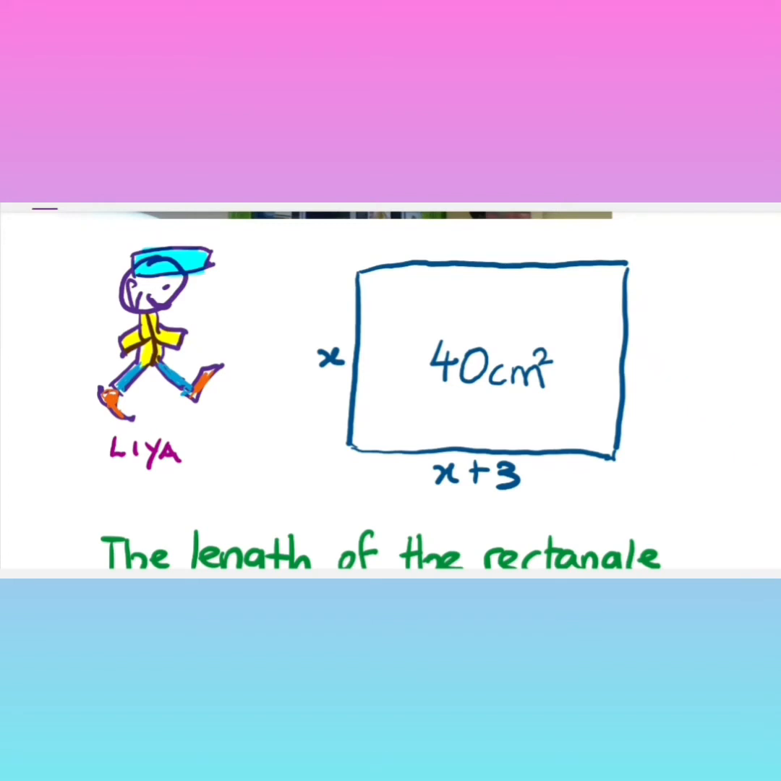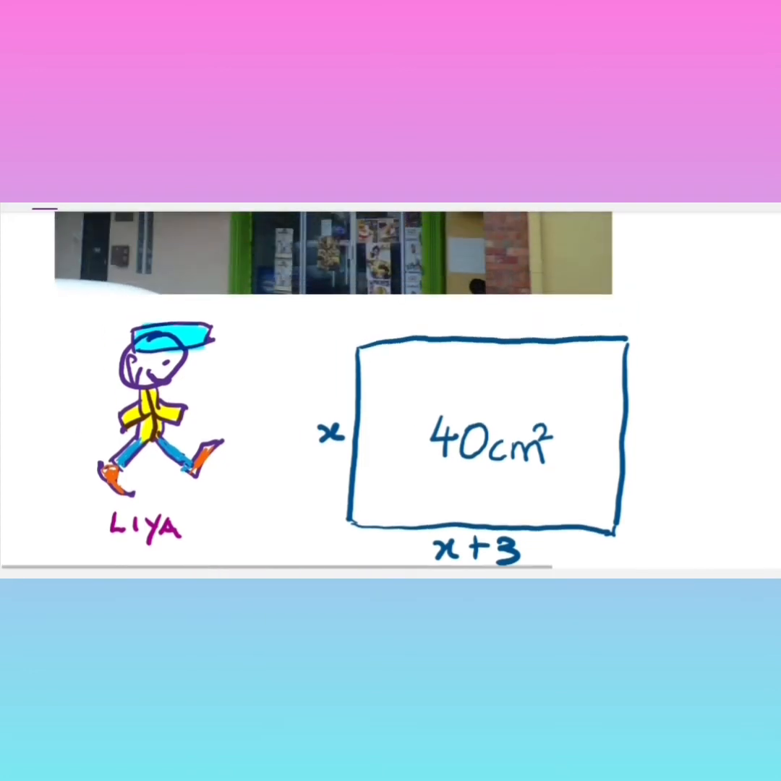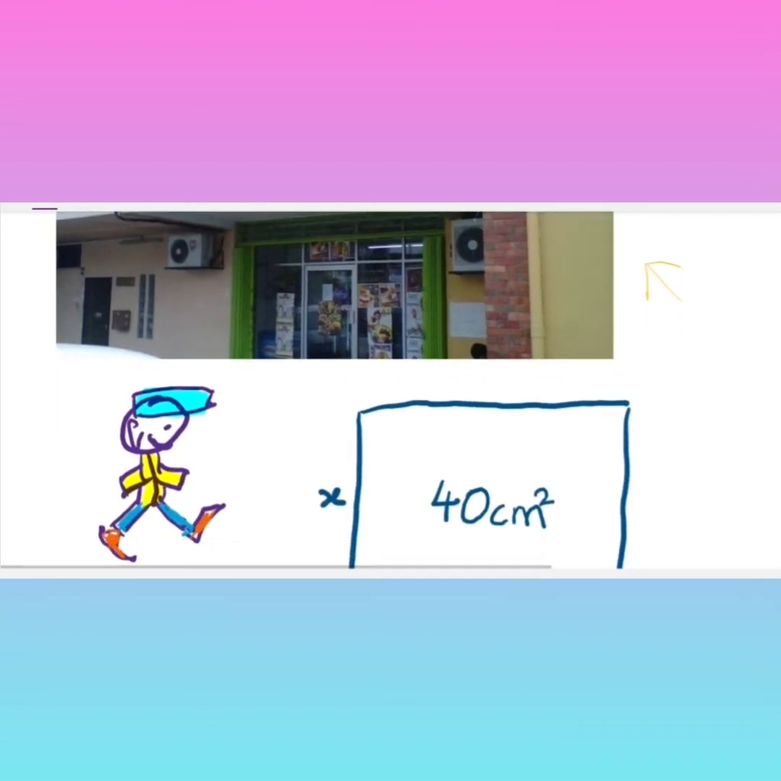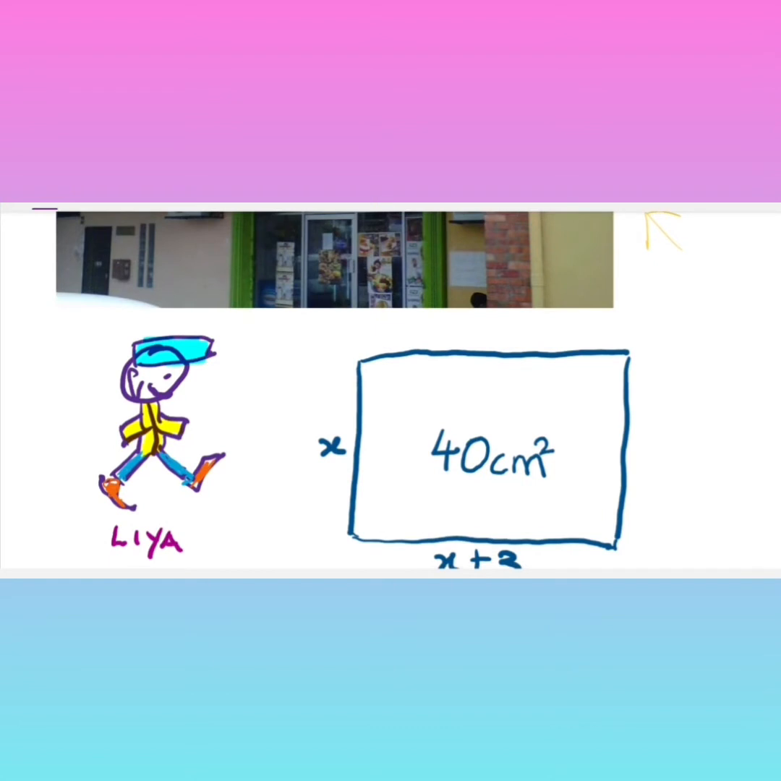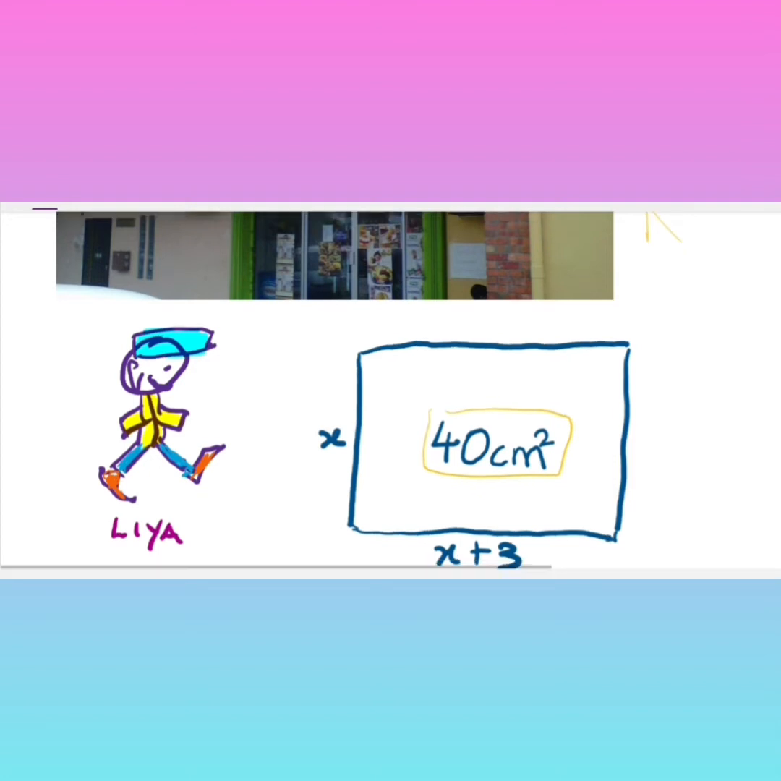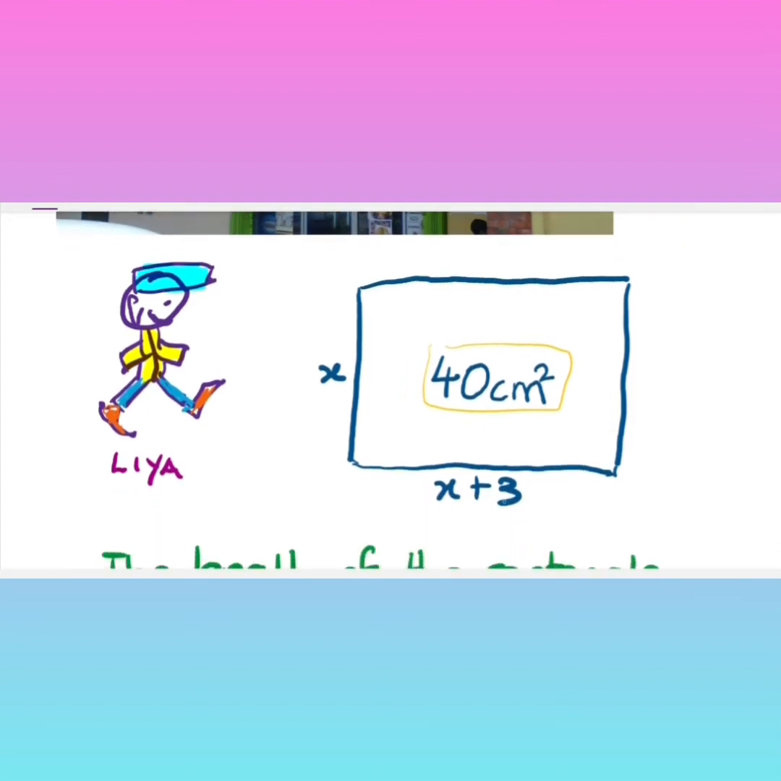Okay, so today I'm creating this storyline to explain quadratic expression. So this girl Leah, she's actually going to the baking shop to buy her cake board. So when she goes to the shop, she asks the person, what is the size of the cake board? And they say that the area of the cake board is actually 40 cm squared. And the length of the cake board is 3 more than the width.